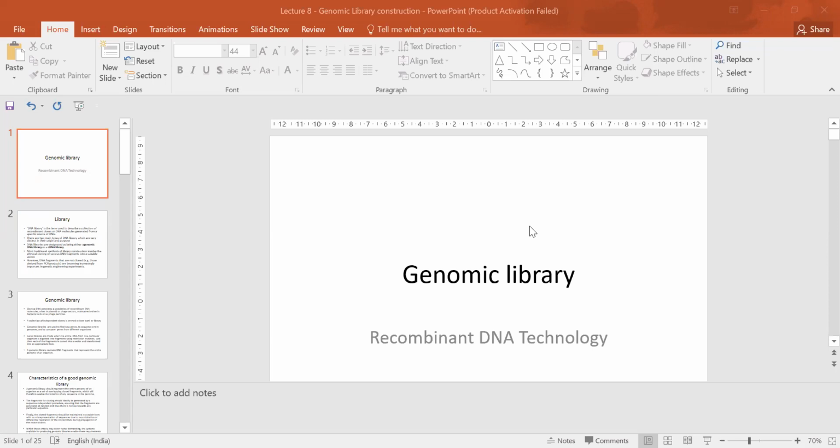Today, I would like to discuss a very interesting and important topic, that is the genomic DNA library and cDNA library under Recombinant DNA Technology course.